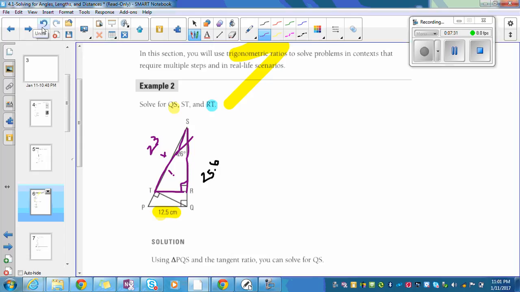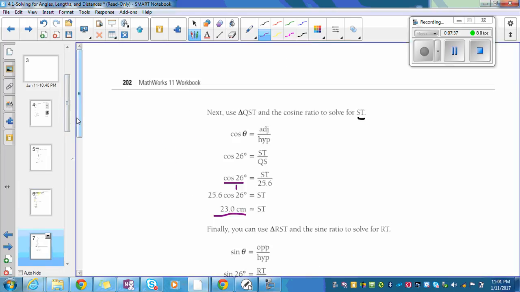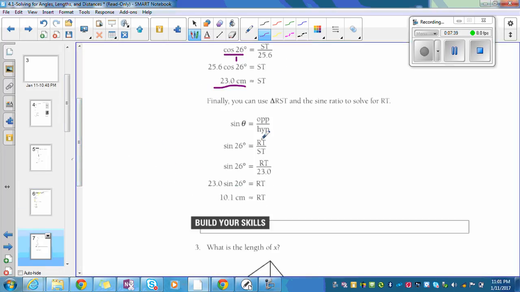That's sine. Sine equals opposite over hypotenuse. So the sine of that angle is equal to opposite over hypotenuse. The sine of 26 is equal to RT over 23. That's the hypotenuse. We can put the sine of 26 over 1. We cross multiply, and we get RT is equal to the sine of 26 times 23. When we work that out, it's about 10.1.